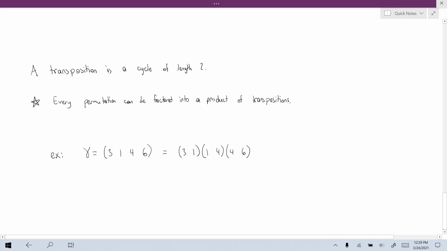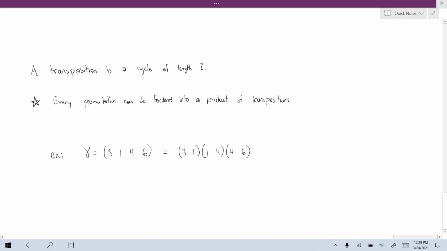Now let's confirm that these are actually equal to each other. Okay? So 3 should map to 1. Let's confirm that's the case on the right-hand side. So 3 will first map to 3. Then the 3 will map to 3 again. And then the 3 will map to a 1 in the end.